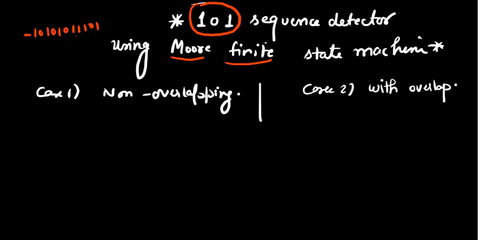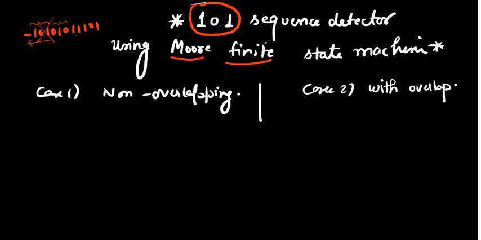So there are two cases possible. First, non-overlapping, and second, overlapping. By non-overlapping, I mean if I observe 101 first time, then this bit sequence will not make any effect on the future detections. It means 101 detected, we ignore, we forget about the previous bits, and now we start observing the next bits from the scratch. There is no effect of previous detection.